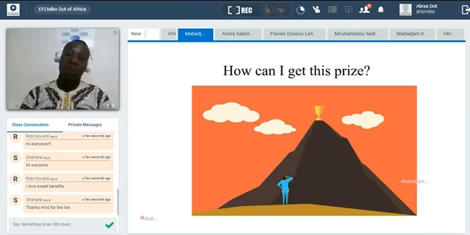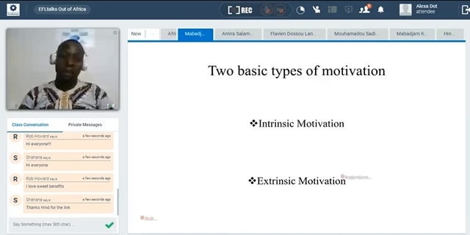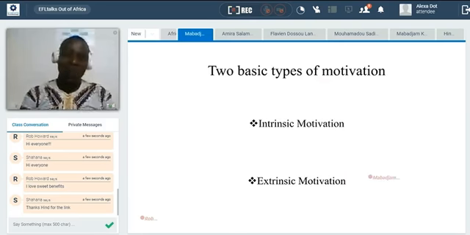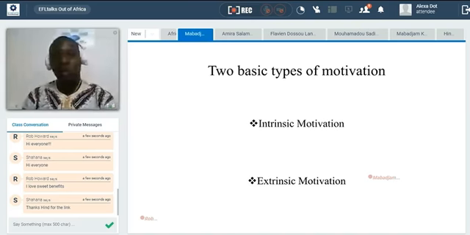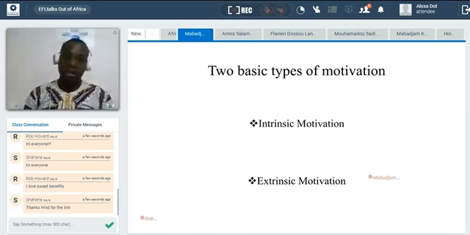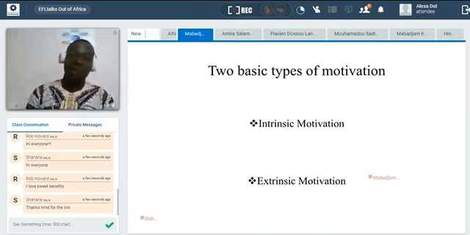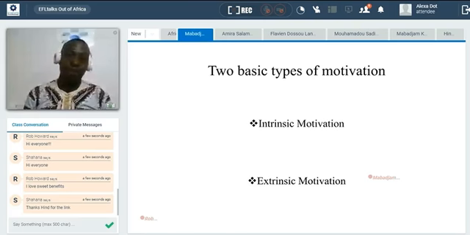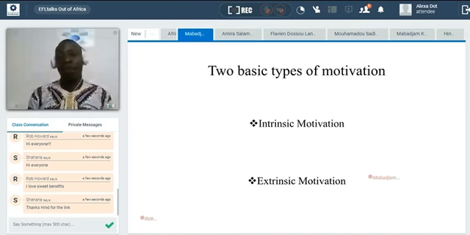To do so, we need motivation, because at the beginning of any learning process, we need to be motivated. We have two basic types of motivation, the intrinsic motivation and the extrinsic motivation. The intrinsic motivation is what is related to the learner himself, to what is coming from him. For example, the learner may choose to learn a language because he wants to gain something, because he wants something for himself.